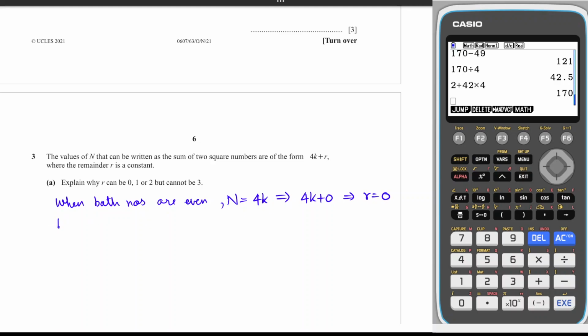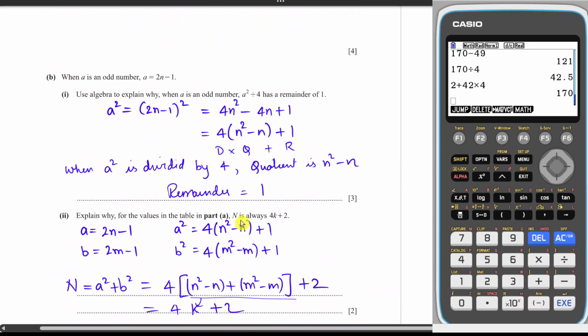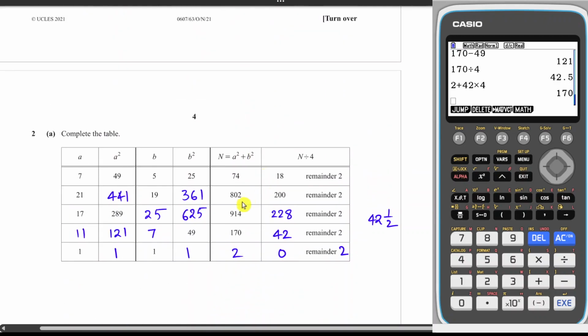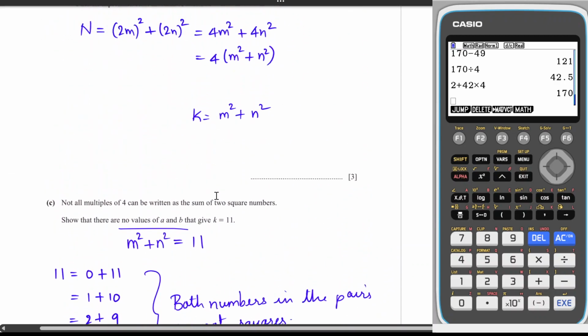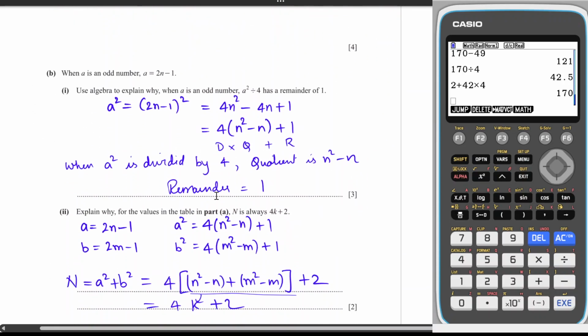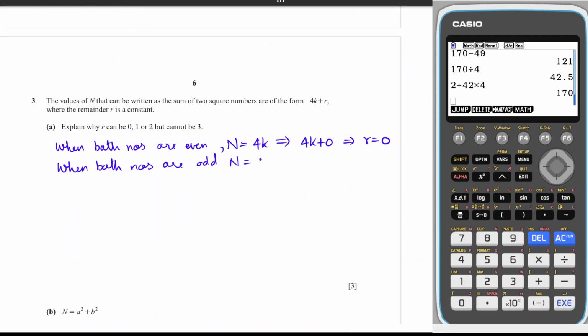Now when both numbers are odd, n is equal to, we have seen this earlier, when both are odd, that is n is equal to 4k plus 2. We've kind of had a generalization over here. This was when both are even. When both are odd, there's always 4k plus 2. So we can write that this is 4k plus 2, which implies r is equal to 2.